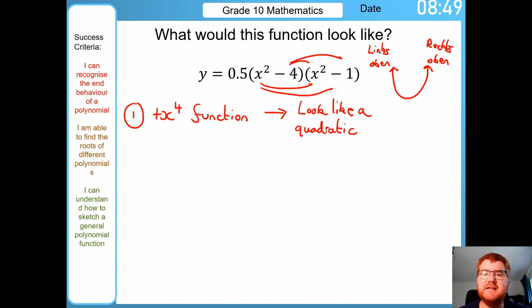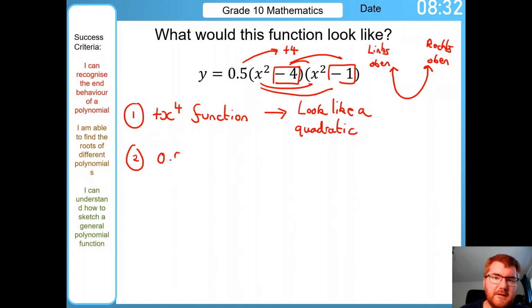Now, if we expanded this entire bracket out, notice the number term at the end, so doing this last part, minus 4 times minus 1, that will give us plus 4. We then multiply that number by the 0.5. So if we do 0.5 times 4, that's going to equal 2. And that gives us our y-intercept.